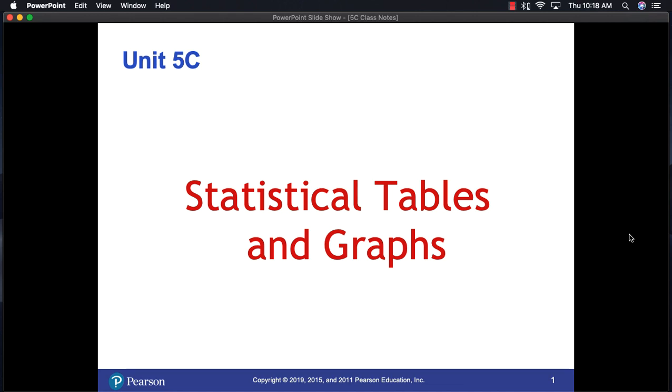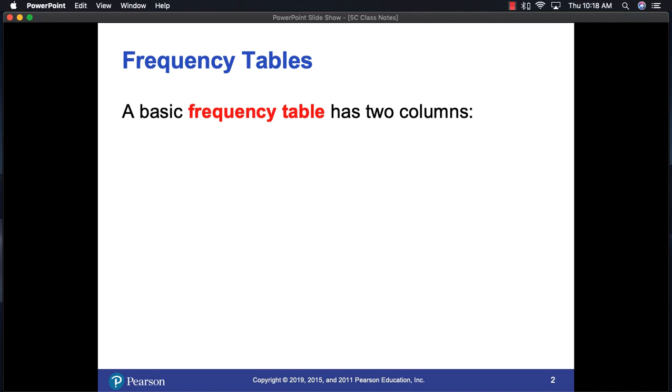5C, statistical tables and graphs. In this section, we are going to discuss basic types of tables and graphs you'll see in a typical statistics class or in statistical research, starting with what are known as frequency tables. And we'll do an example later of what a frequency table actually is. But a basic frequency table has two columns.